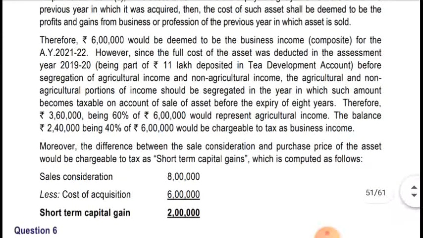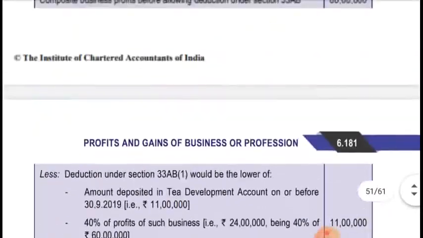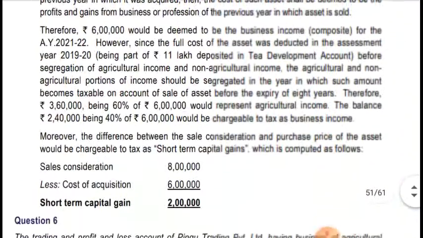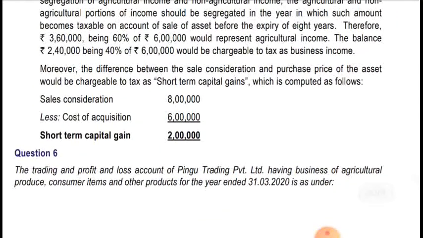Moreover, the difference between the sale consideration and the purchase price of the asset would be chargeable to short-term capital gain, as it was sold before the expiry of 36 months. It is computed as follows: sale consideration is 8 lakh, less cost of acquisition 6 lakhs, so it will be short-term capital gain. Let's see whether it was a depreciable asset or not. It is a non-depreciable asset and is sold before the expiry of 36 months, so it will be short-term capital gain. Hope everyone understood this one.